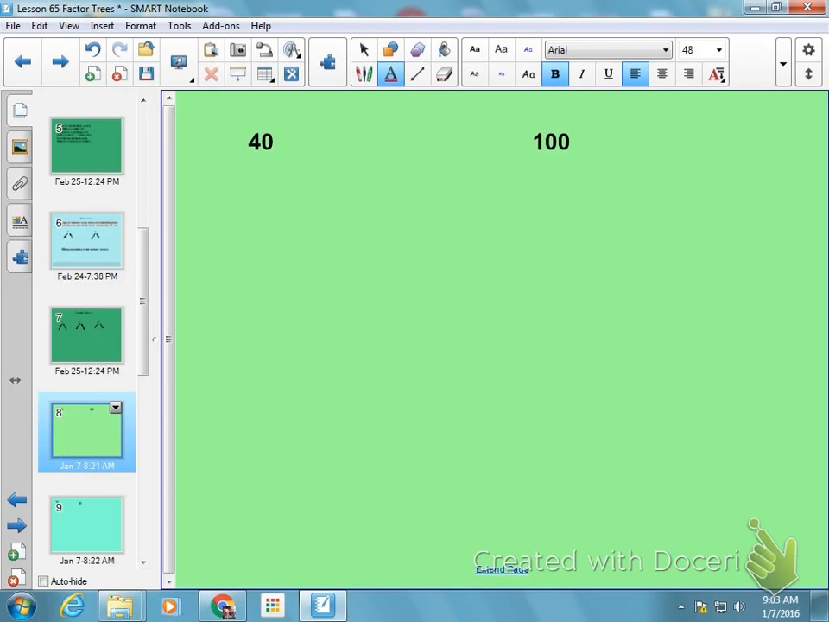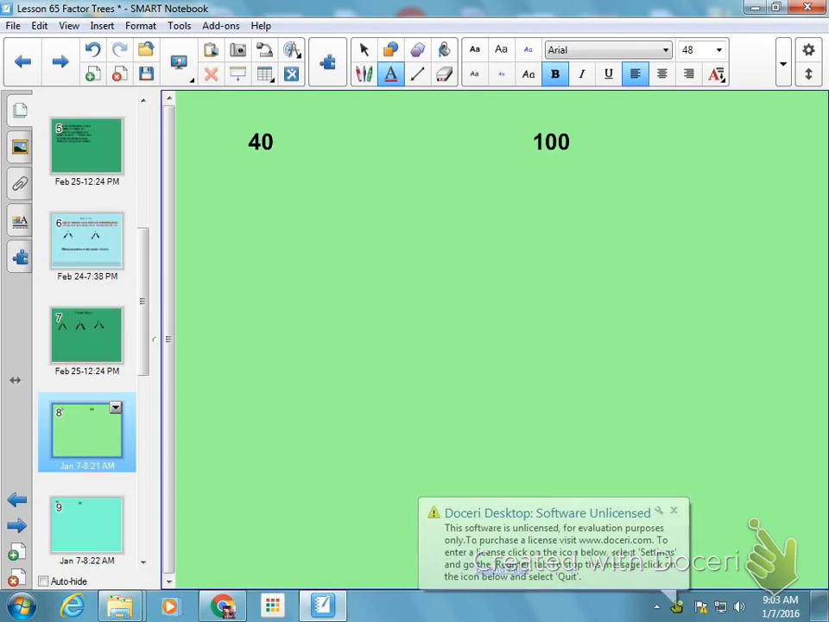So now let's get into some bigger numbers. Now I'm going to do 40. Actually, I'm going to let you do 40 here in a little bit. Let's do 100 together first. So 100. I'm going to put 100 at the top of my tree. So I'm going to think, what two numbers can I multiply together to get 100? I know 2 and 50.